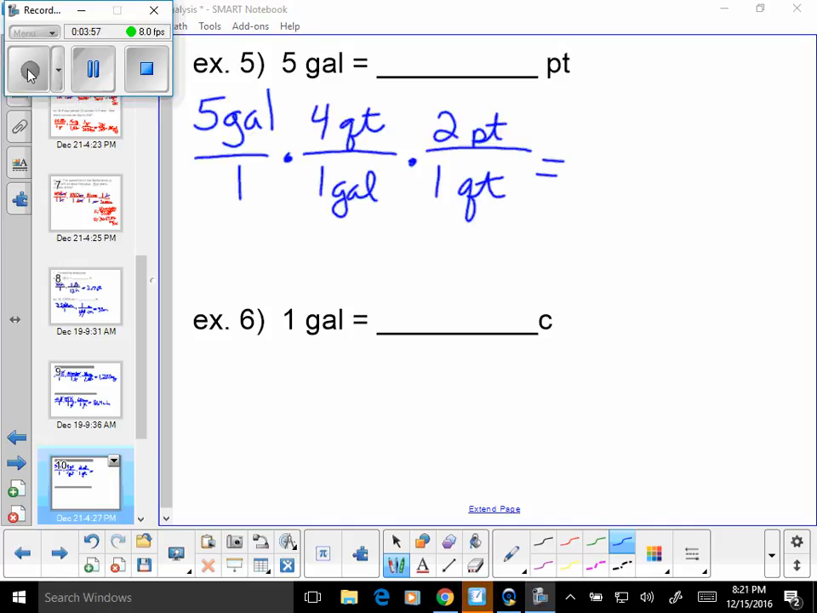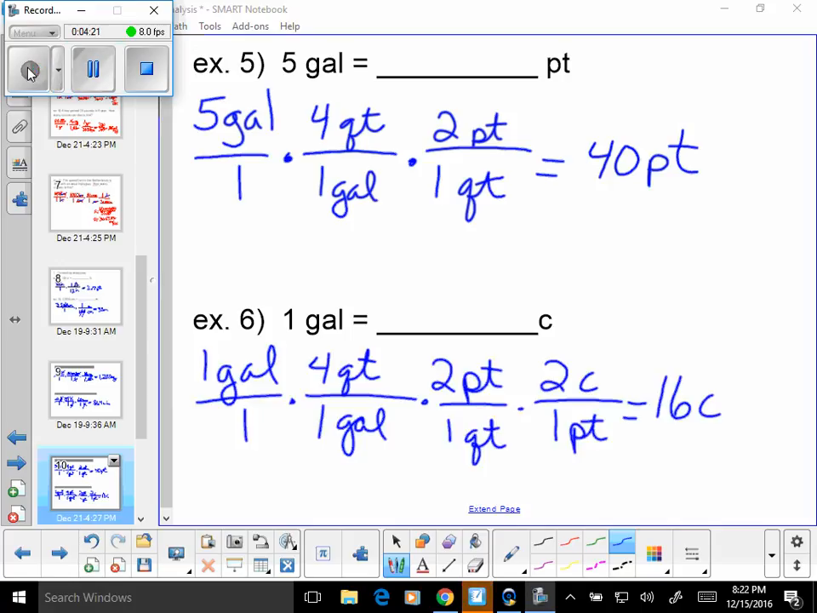To get from gallons to pints, I'm first going to have to go through quarts. So I went 4 quarts to 1 gallon. Now I can just multiply, and this one's not a calculator problem. 5 times 4 is 20, times 2 is 40. So I have 40 pints. Now you try example 6.